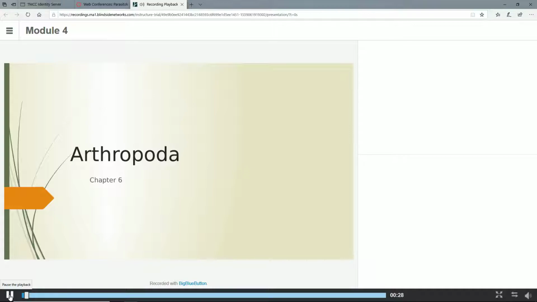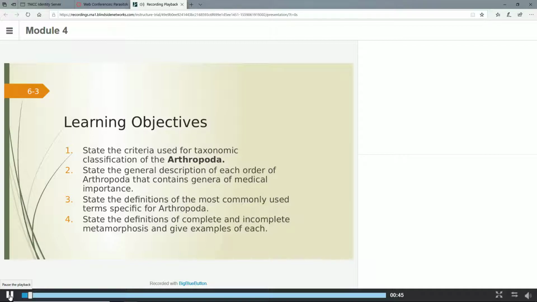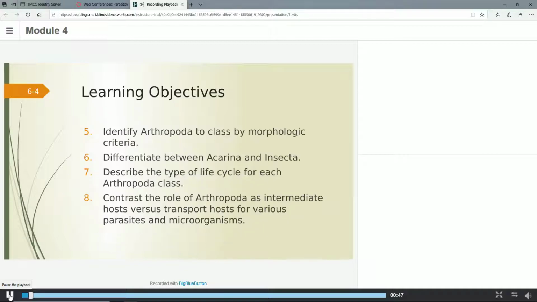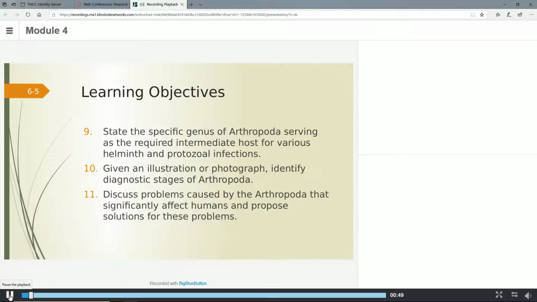Arthropoda is a phylum, and it contains more than 80% of all animal life. Arthropods directly cause or transmit more than 80% of all diseases, and they are of major economic importance to agriculture, with both beneficial and destructive effects. So again, here are your learning objectives for you to go through and review.